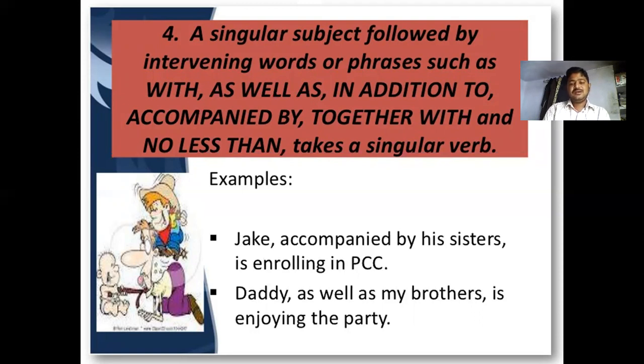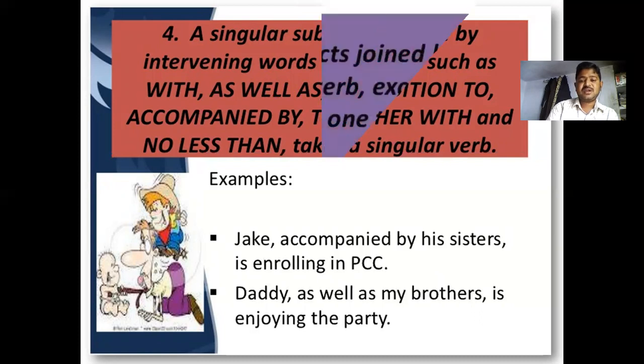Second example: Daddy as well as my brothers is enjoying the party. Daddy is singular, as well as my brothers. Brothers are plural. But we are concerned only with Daddy as the subject here, and the phrase as well as, which we have seen in this slide, is not considered. Daddy is only enjoying the party.